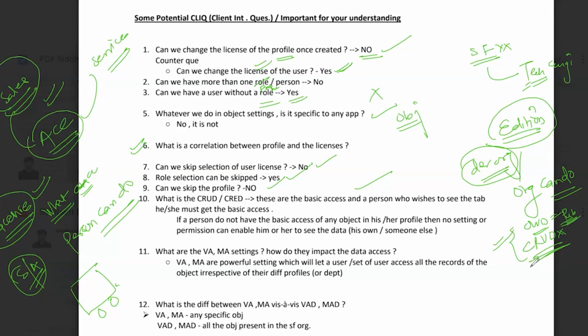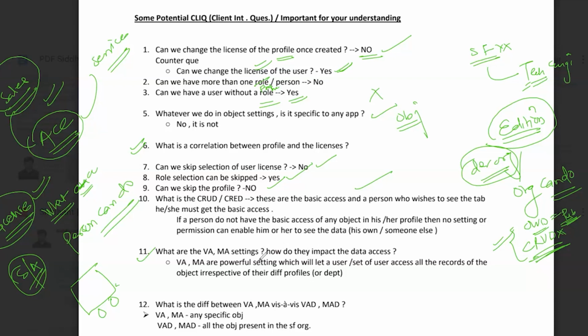CRUD ensures that you will be able to deal with your own records. And this is a basic permission. If you want any person to be able to see the records, modify, delete, or edit, in that case, he should have at least this permission. Okay. Now, next is what are the view all and modify all settings, which we have discussed in detail.